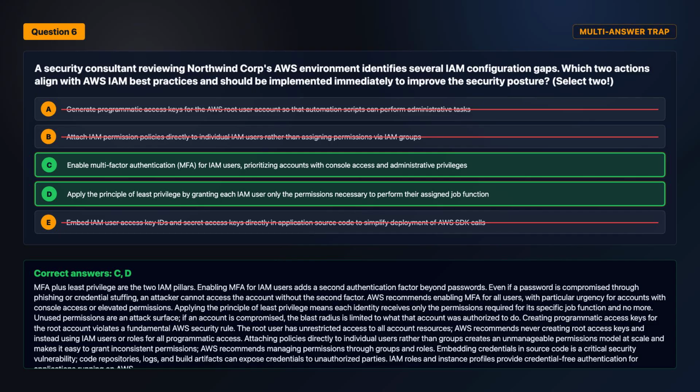Attaching policies directly to individual users rather than groups creates an unmanageable permissions model at scale and makes it easy to grant inconsistent permissions. AWS recommends managing permissions through groups and roles. Embedding credentials in source code is a critical security vulnerability. Code repositories, logs, and build artifacts can expose credentials to unauthorized parties. IAM roles and instance profiles provide credential-free authentication for applications running on AWS.